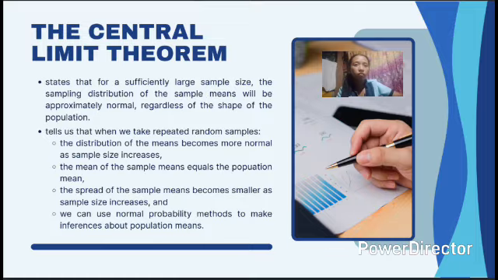It states that for a sufficiently large sample size, the sampling distribution of the sample means will be approximately normal, regardless of the shape of the population. So it tells us that when we take repeated random samples, the distribution of the means becomes more normal as the sample size increases. The mean of the sample means equals the population mean. The spread of the sample means becomes smaller as the sample size increases, and we can use normal probability methods to make inferences about the population.